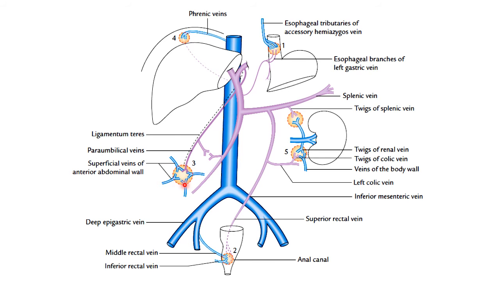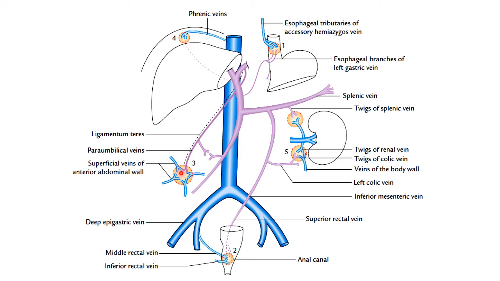Portocaval anastomosis in the region of the umbilicus. Here the left branch of the portal vein, through the para-umbilical veins, communicates with the superficial veins of the anterior abdominal wall around the umbilicus.